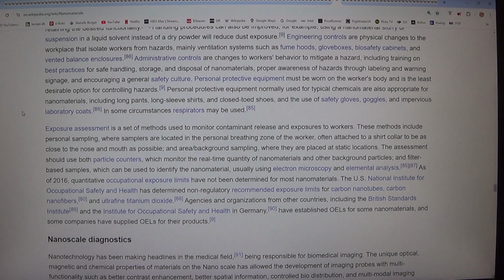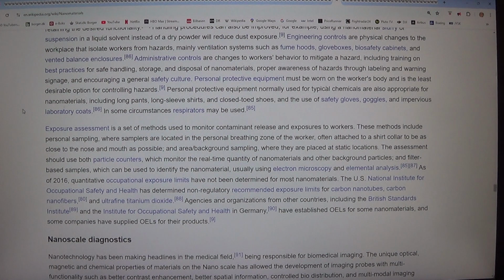Personal protective equipment must be worn on the worker's body and is the least desirable option for controlling hazards. Personal protective equipment normally used for typical chemicals is also appropriate for nanomaterials, including long pants, long-sleeve shirts, and closed-toed shoes, and the use of safety gloves, goggles, and impervious laboratory coats. In some circumstances, respirators may be used.